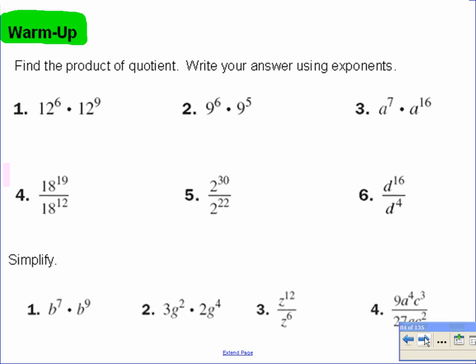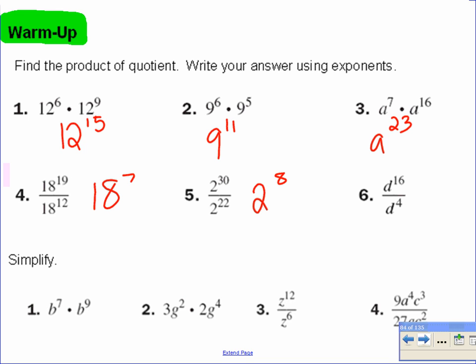Okay, let's quickly go over the warm-up. Number 1, Charles. Good, 12 to the 15th. Briar, number 2. Good, 9 to the 11th. Sean, number 3. Good, 8 to the 23rd. Annalise, number 4. Good. Number 5, Mary. Nope. Good. You remember, rewrite the base, then subtract. Do not divide the base. Adam, number 6. Good. D to the 12th.